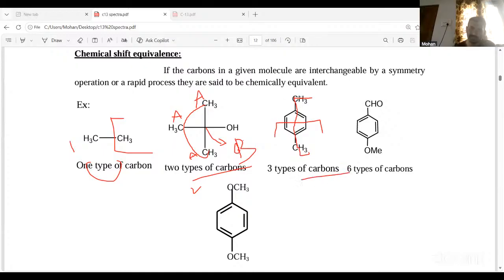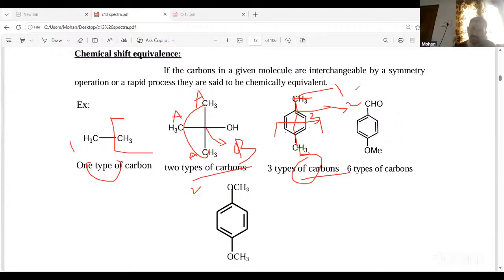So how do you count this? This is one carbon, the ipso carbon, and this methyl is another. These four are the same, two ortho and two meta. These are the same, so these account for three. So this is one, this is two, and this is three. There are three types of carbons.